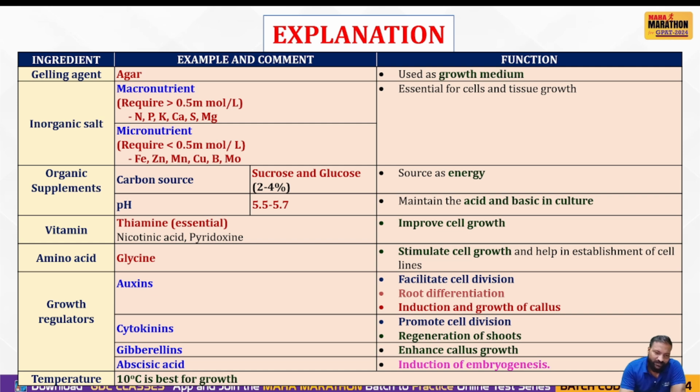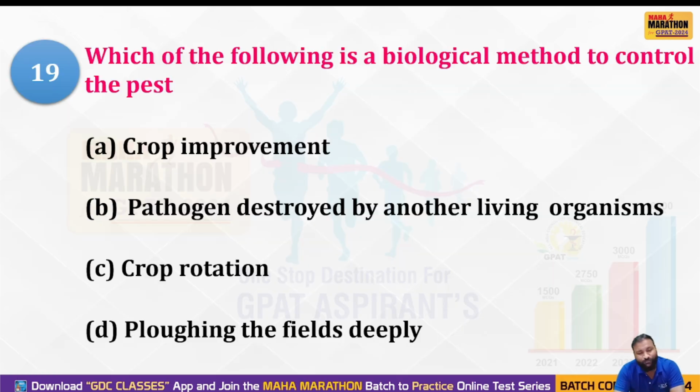In the previous slide we checked the pH of the medium. Now we are checking the vitamin which is required for growth. We'll see the next question in this GPAT test series 2: which of the following is a biological method to control pests? Option A, crop improvement, B, pathogen destroyed with another living organism, C, crop rotation, and D, ploughing the field deeply. So to control pests, which one is the best method?